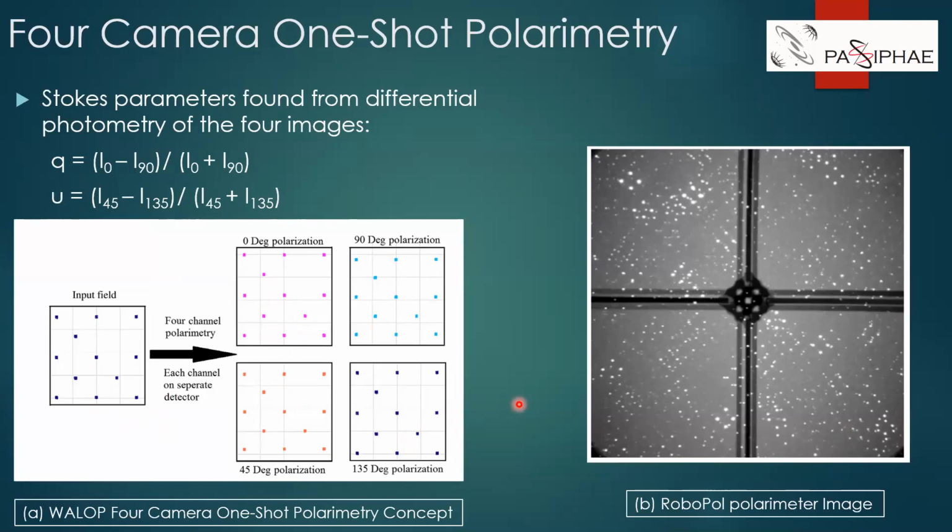To contrast this with conventional polarimeters, the image on the right is of RoboPol, where all the 4 channels are imaged on the same detector. As you can see, each star corresponds to 4 spots, and from those we find the Stokes parameters. Now, doing polarimetry with a Wallop-like system with 4 cameras has 3 major advantages.